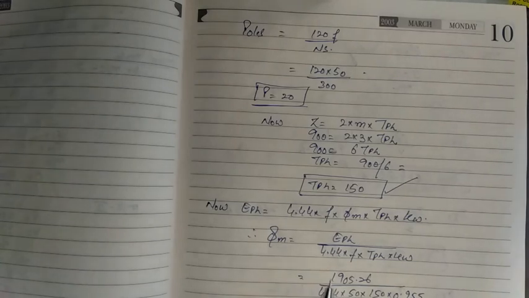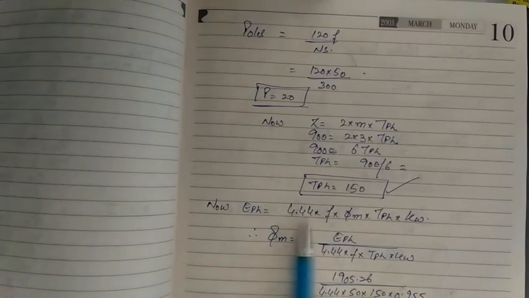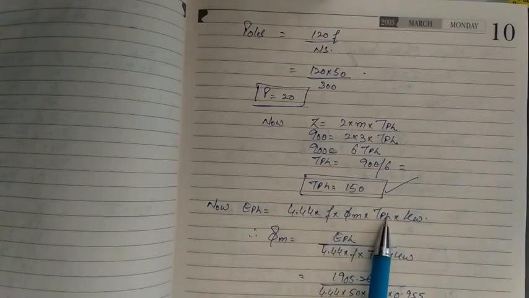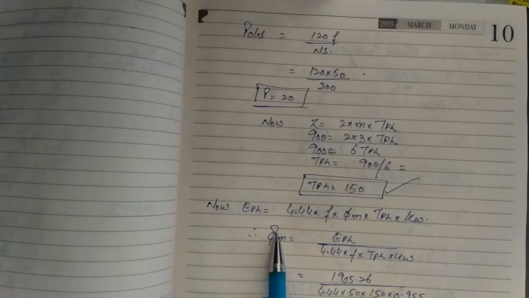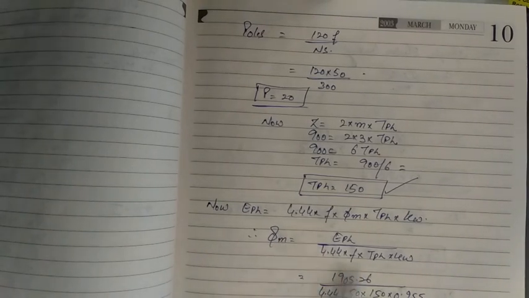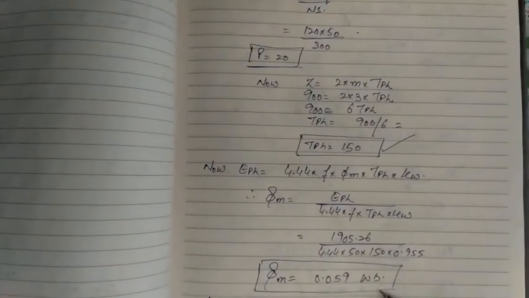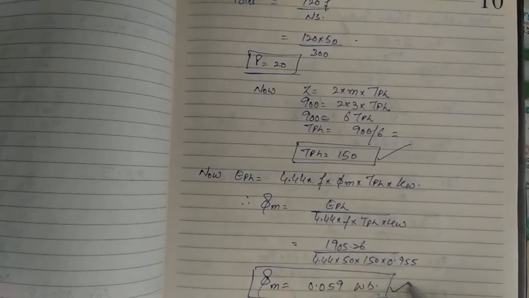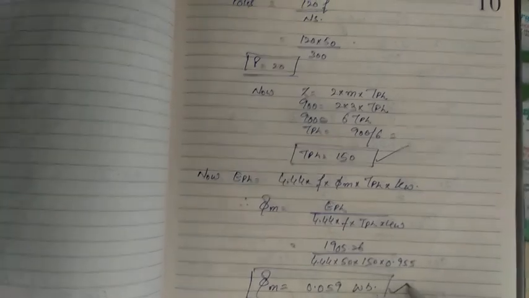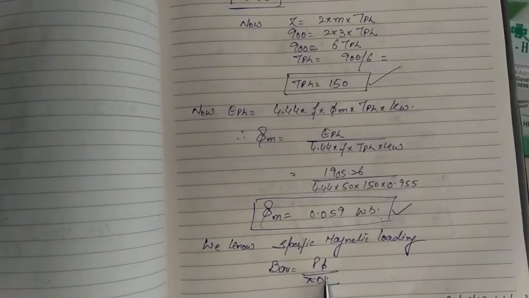After that, we know in case of a synchronous machine, EPH is equal to 4.44 into F into phi m into TPH into kW. From this relation, we calculate the flux. When substituting all these values, we get phi m equal to 0.059. We are calculating this flux for calculating the specific magnetic loading, because for calculating the main dimensions we require two things, that is specific magnetic loading and specific electrical loading. So by calculating the value of this flux, we calculate the specific magnetic loading by the formula BAV equals P phi upon pi D L.